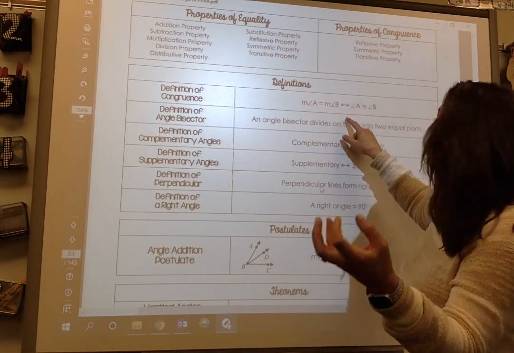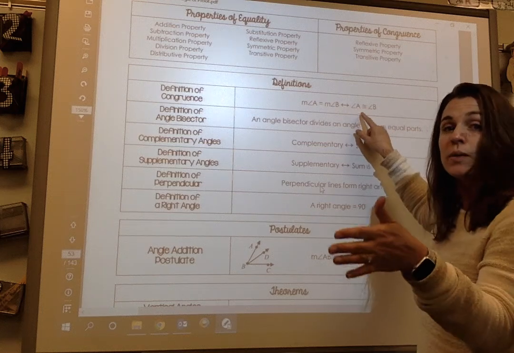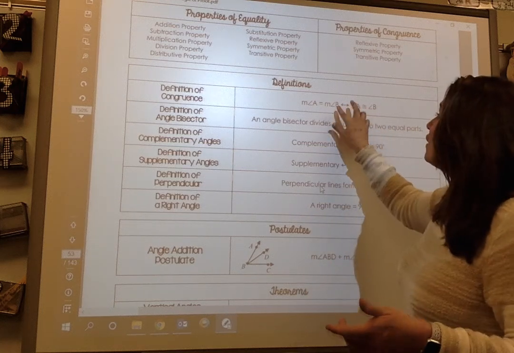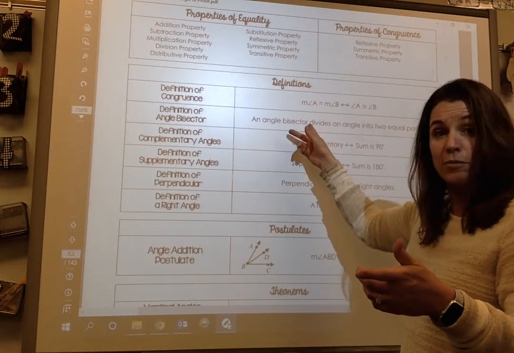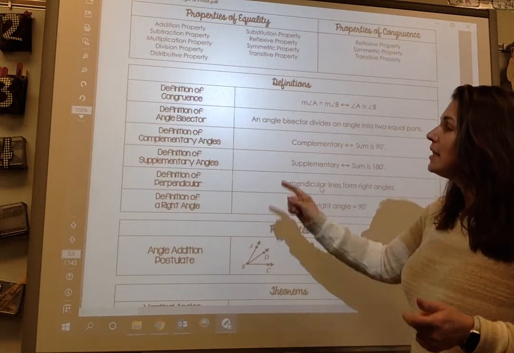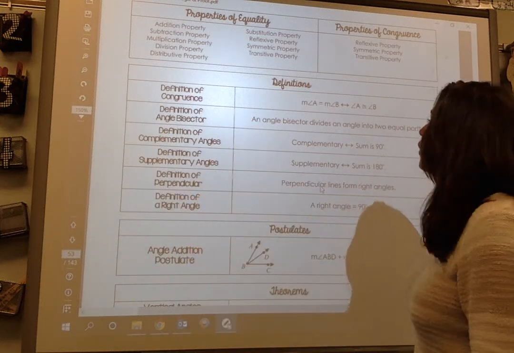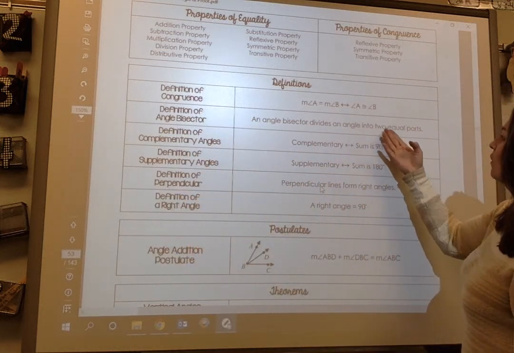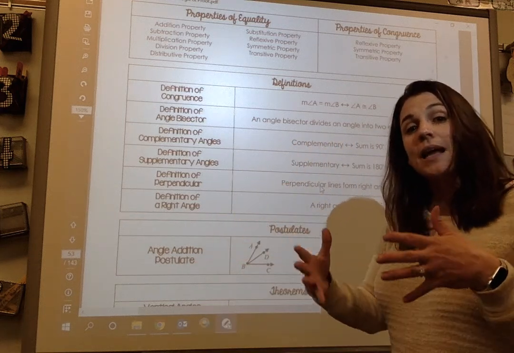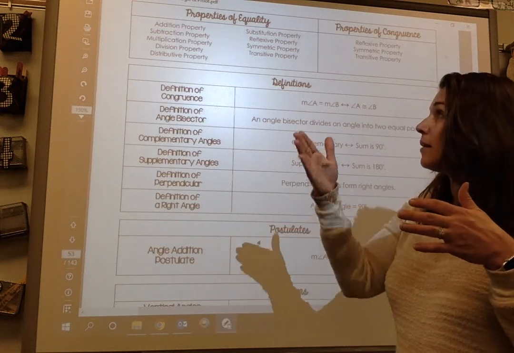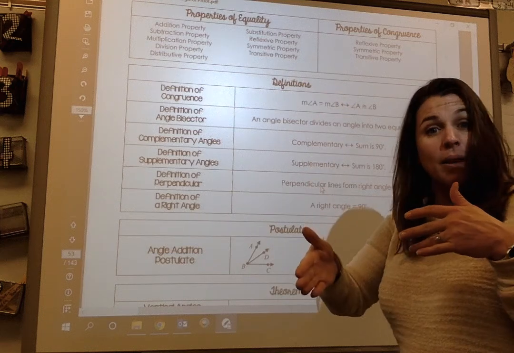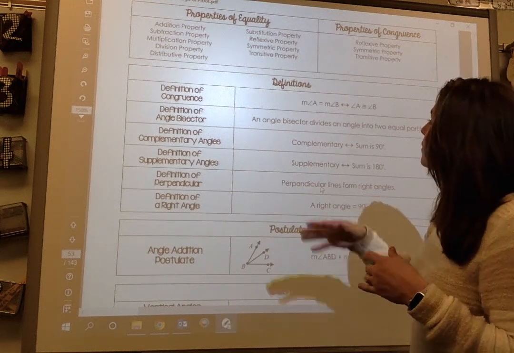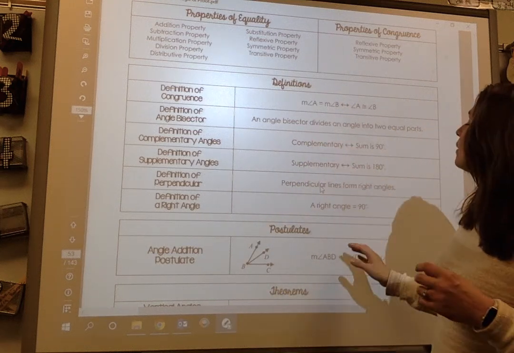But the congruency part is this: angle A is now congruent to angle B. And it's biconditional, so it can go both ways. Definition of angle bisector: an angle bisector divides an angle into two equal parts, just like the bisecting of a segment, the midpoint. So an angle bisector divides an angle into two equal measures.